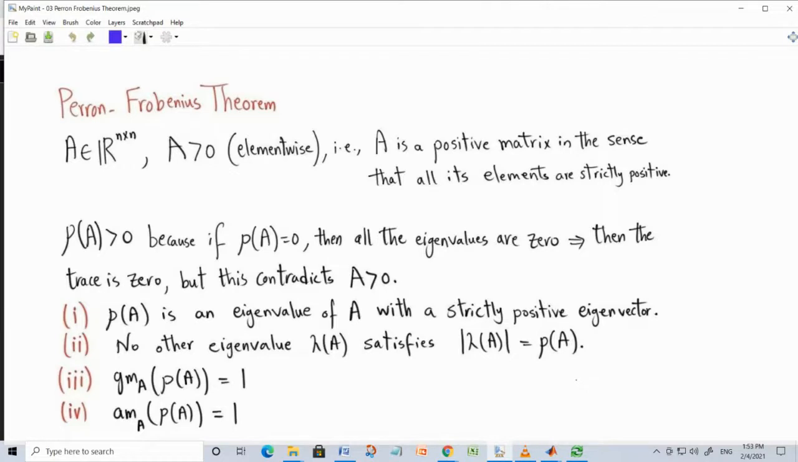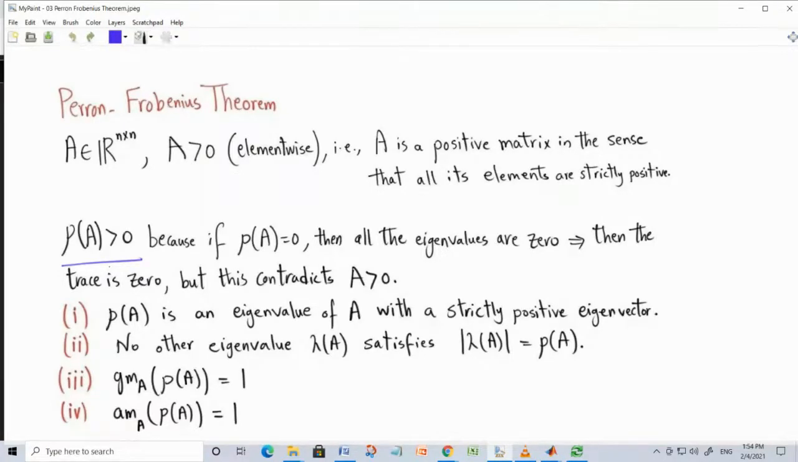The original theorem is by Perron, and it is basically a theorem in which you have a matrix that is a square matrix, real valued, and every element is strictly positive. So we are talking here about positive matrices. Positive, not positive definite or anything like this. Positive in the sense that each element in the matrix is strictly positive. Now, this matrix has a spectral radius, right? It's a square matrix, so you can define for it a spectral radius.